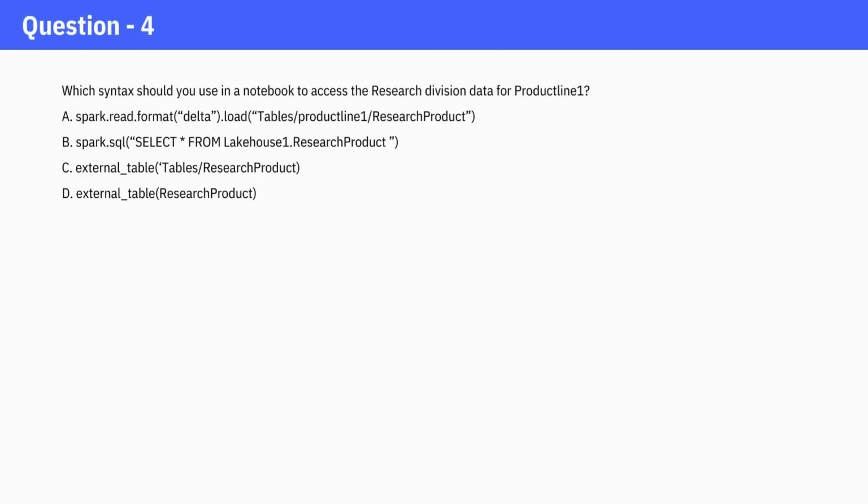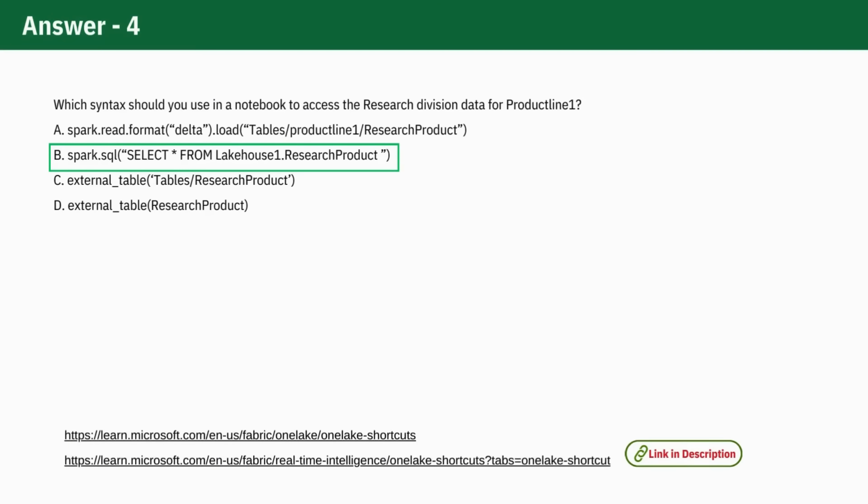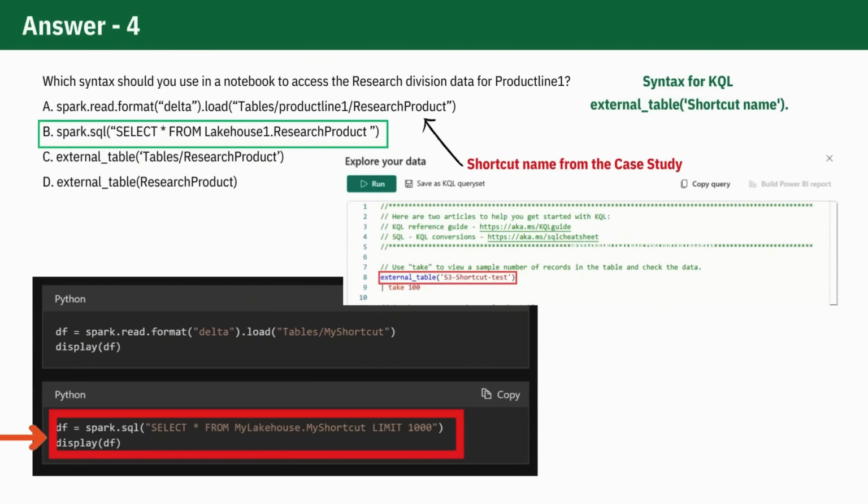Which syntax should you use in a notebook to access the Research Division data for Product Line 1? Please pause the video and take a moment to think about it. The correct answer is option B because it has the correct syntax. Here is the syntax from the documentation.